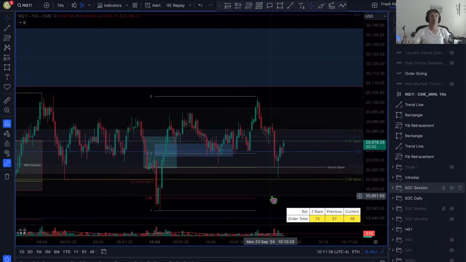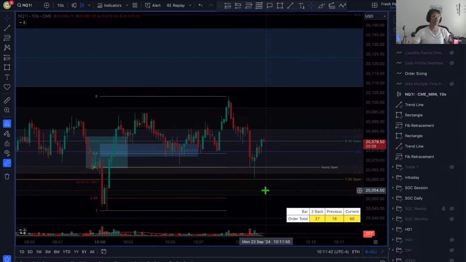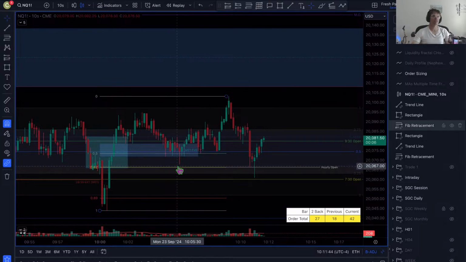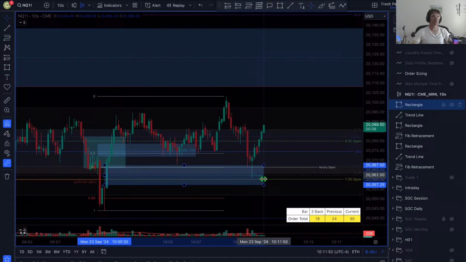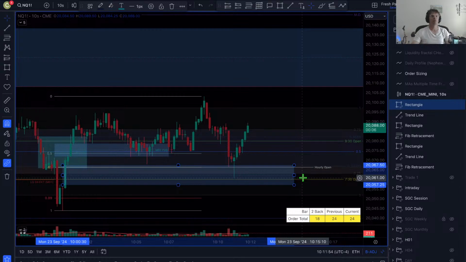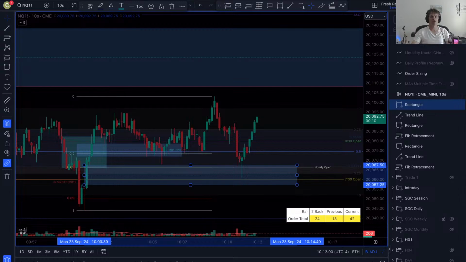I'd rather see some sort of confirmation on this S10. I mean, that's a good entry out of that fair value gap on the S10. In fact, that's going to be an AMS entry potentially. Looks like it's going to go. That's a good close on the M1.